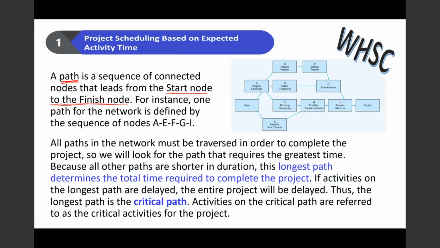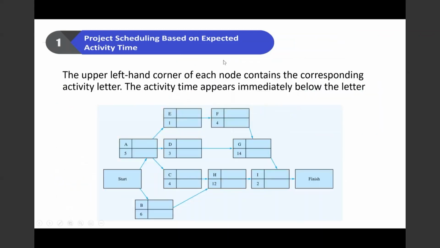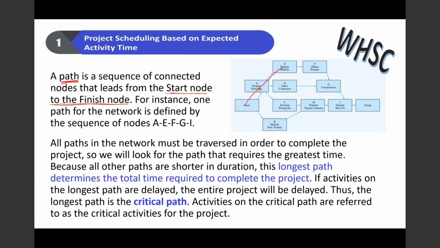Okay, so here if I start from start, so A, E, wait, start, A, E, F, G, I to finish. So that is one path. Another path will be from the start to A, to D, to G, to I, and to finish. That is another path.